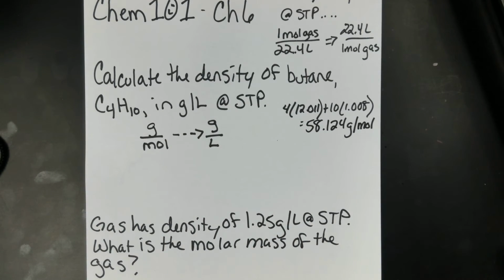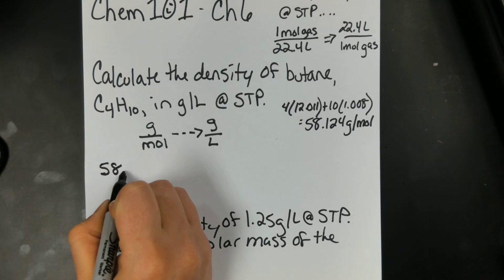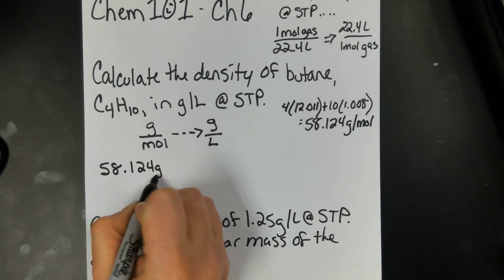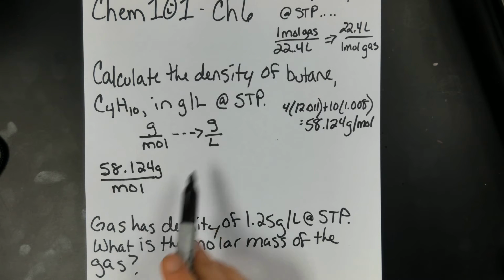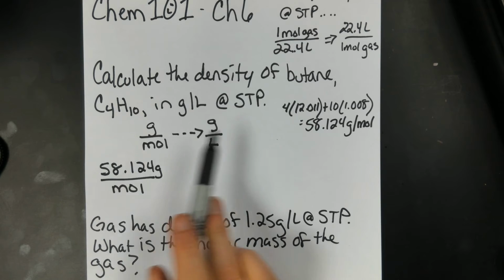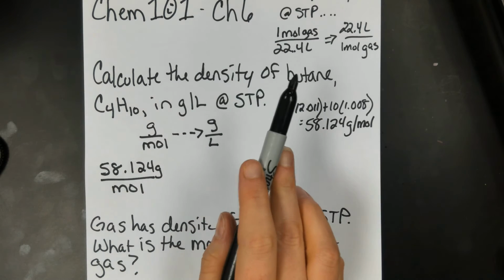So let's start with our given. We're given 58.124 grams per mole. Right? And I need to turn these moles into liters. That's all I have to do now. The numerator is okay, I just need to turn the moles to liters. So how do I do that? I use the conversion up here.